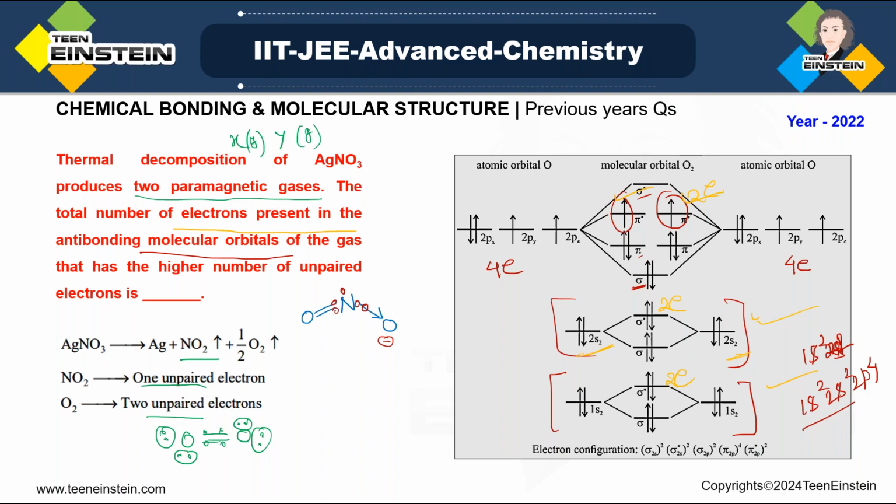So when you calculate the total electrons in antibonding, you have to consider 2s and 1s. But I was saying that when you are lacking time in the exam hall and you just have to know how many unpaired electrons, then this fully filled part, even if you do not draw it, doesn't matter. But when you answer a question like this, where you have to count the total number of electrons, then obviously don't forget to consider these two also. Okay, so the answer is 6.